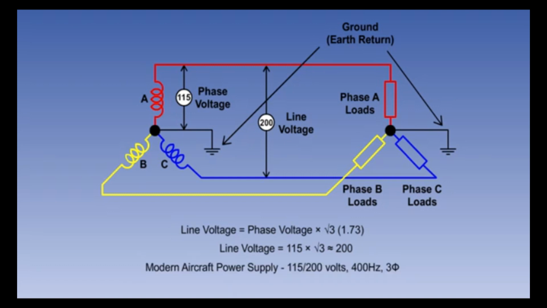The frequency used on aircraft is normally 400 Hz, so a modern aircraft power supply would be 115/200 volts, 400 Hz, three-phase. The Greek letter phi is often used to represent phase.